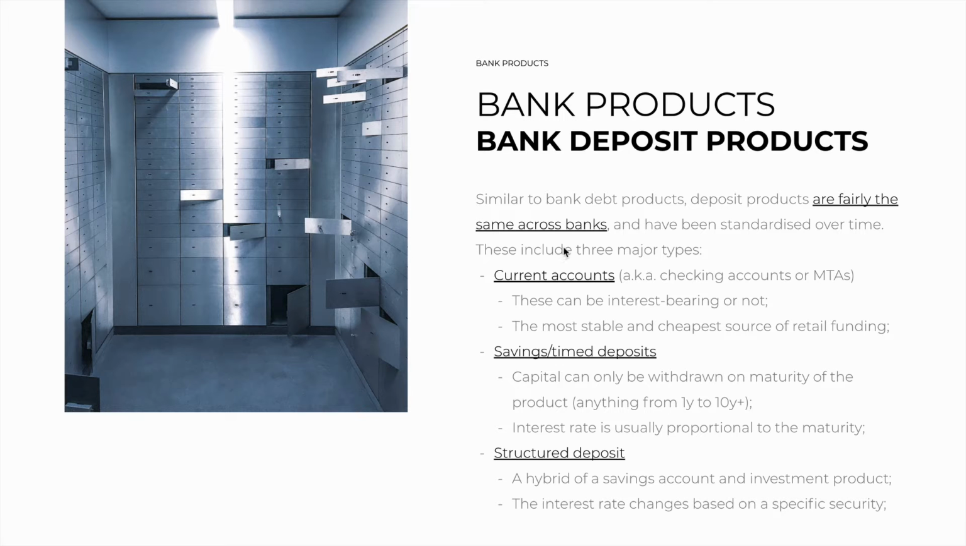Deposit products themselves usually include three major types. The first are current accounts, also known as checking accounts or MTAs, money transfer accounts. This is the major type of account that everyone has with their bank, where you can put money in or take it out at any time. It's a kind of operational account, if you will. It's important to note that these accounts can be interest-bearing or not. In most cases, they aren't, but it all depends on the bank, the market, and of course, the bargaining power that the consumers have. These are usually considered what are called stable accounts.